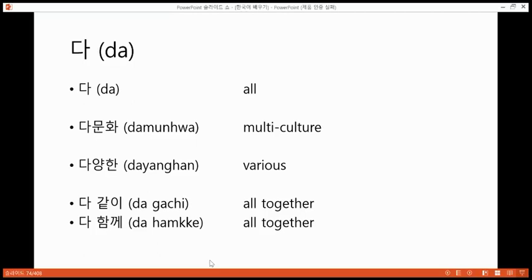놀자. Let us play. 놀다, to play. 다 함께 놀자. Let's play together. 다 함께 공부하자. Let's study together. We can change it into 합시다. So 하자 can be 합시다, which is more respectful. 다 함께 공부합시다.